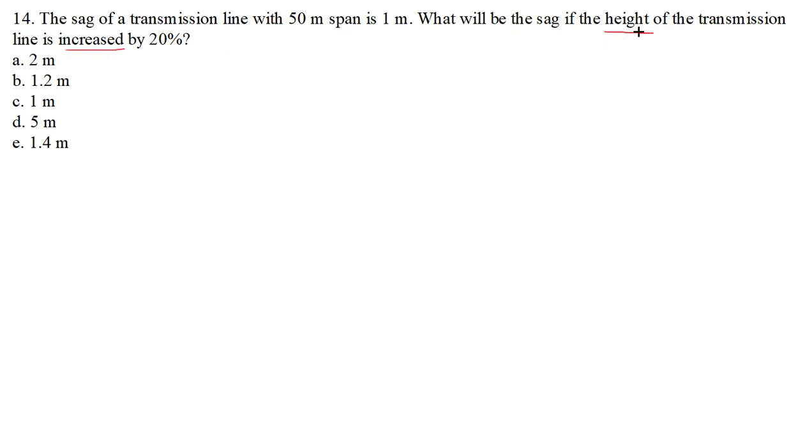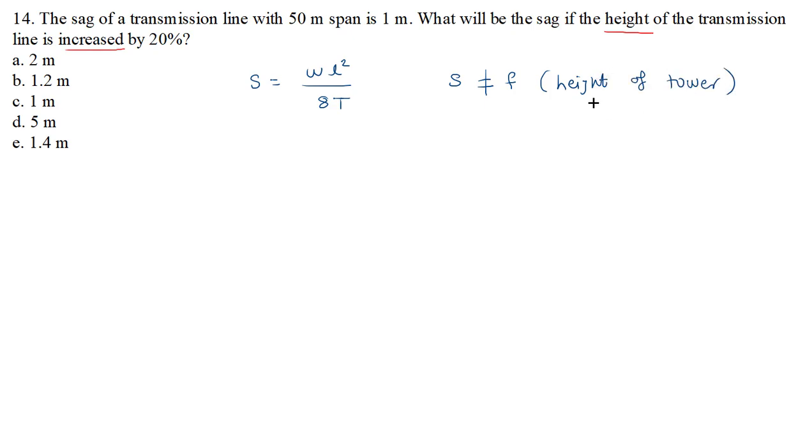Whether the height has an effect on the sag, we can see from the equation of sag. We have seen the sag is given by WL square upon 8 in case of equal level supports. In this particular equation, nowhere is there a term for height. So we can say sag is not a function of height of tower. It is not a function of height of tower.